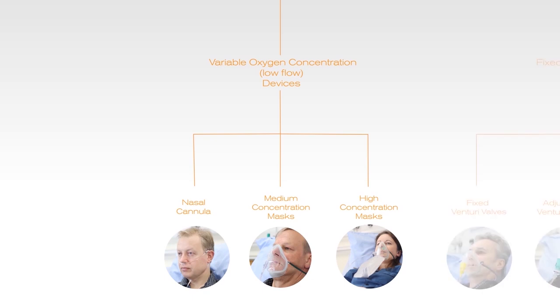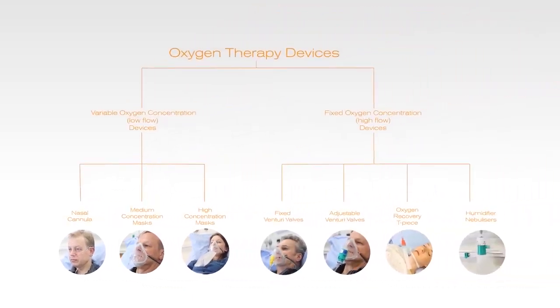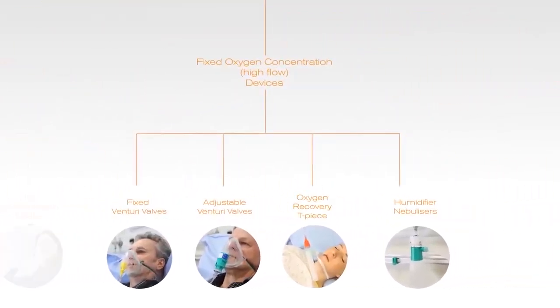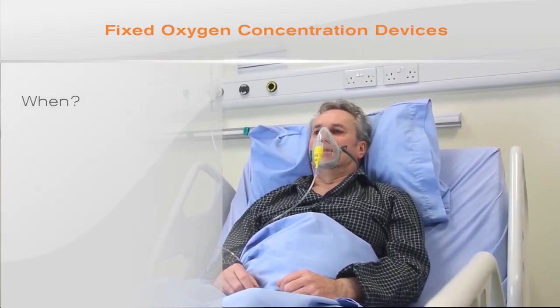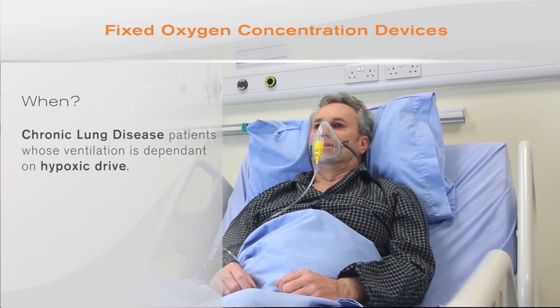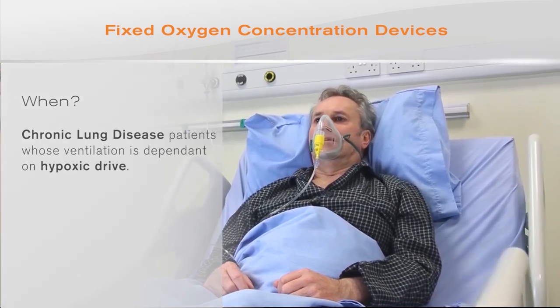Now let's look at the fixed oxygen concentration devices, also known as high flow devices. These provide sufficient flow of gas to meet all the patient's minute ventilation requirements. Firstly, why would you use a fixed oxygen concentration device?